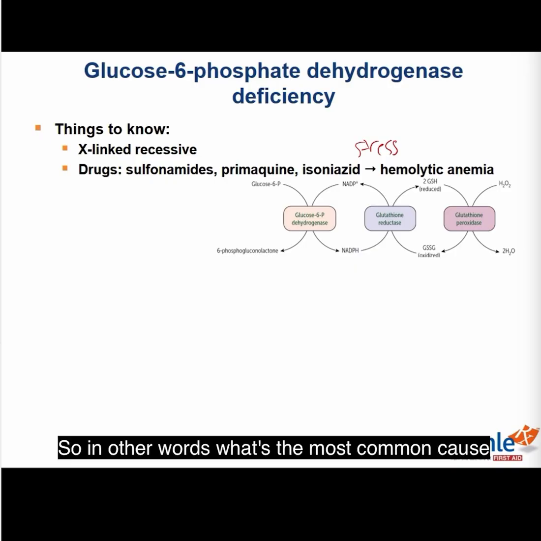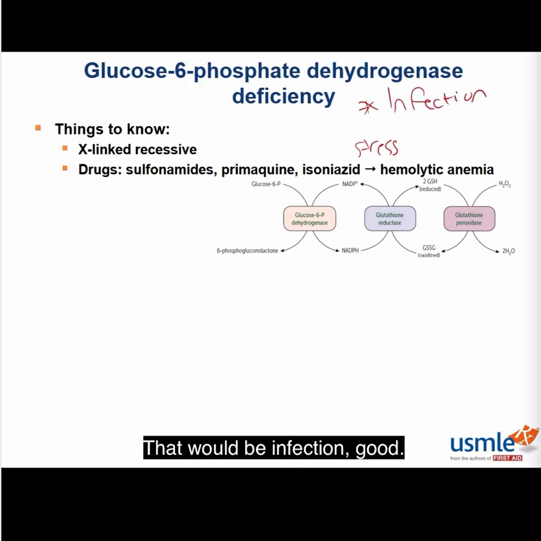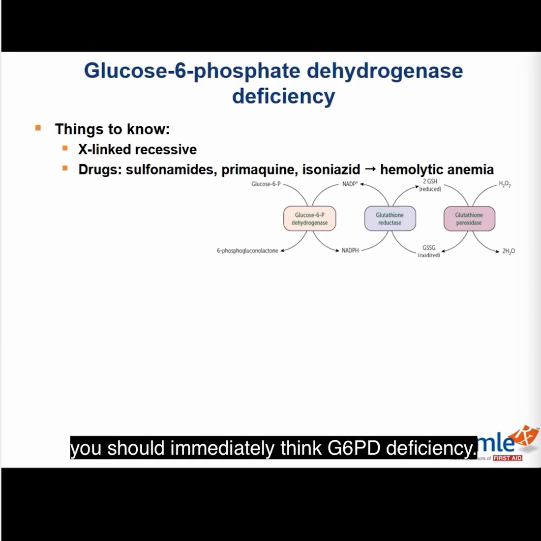So in other words, what's the most common cause of oxidative stress that the body experiences? That would be infection. Good. On test day, make sure you focus on the information provided. If the question depicts a black individual who is taking a new medication and develops hemolytic anemia, you should immediately think G6PD deficiency.